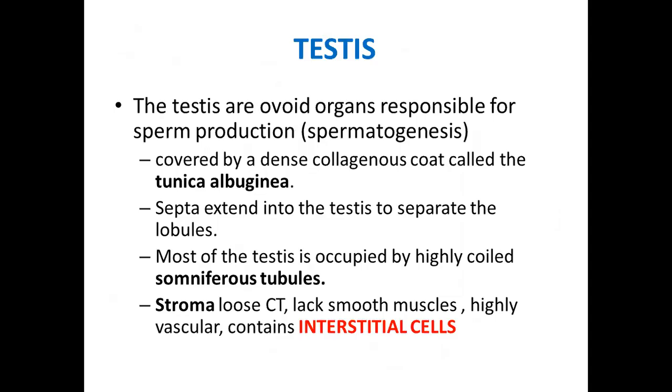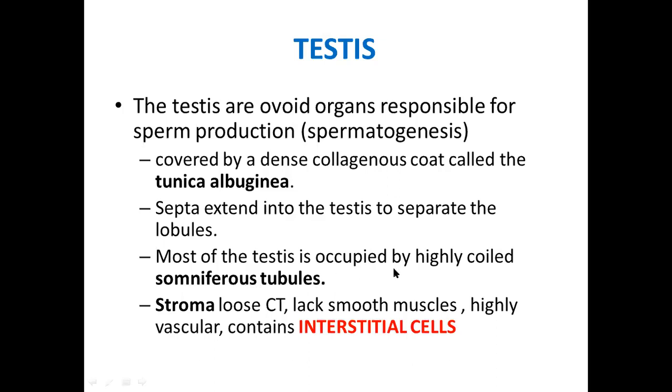Now, if we look at the testes, they are ovoid in shape, and they are the organs responsible for the production of sperm, which is collectively termed spermatogenesis. As we already discussed, it is covered by a connective tissue capsule made up of dense collagenous fibers, the tunica albuginea, and then there are connective tissue septa which divide the testes into separate lobules. Within lobules, the highly coiled tube is termed the seminiferous tubule.